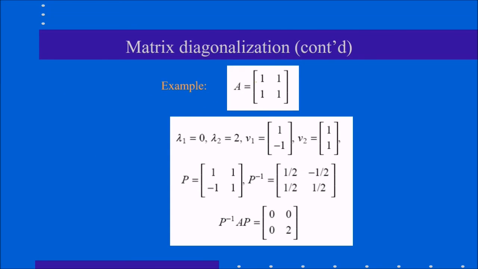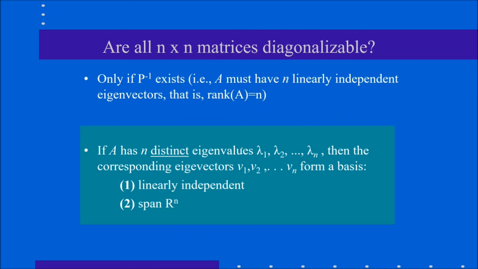So let us take an example. If A is [1, 1; 1, 1]. Take lambda 1 equal to 0, lambda 2 equal to 2. So V1 will be [1, -1], V2 will be [1, 1]. You know how to compute this. So P is [1, 1; -1, 1]. P inverse you can compute, and P inverse A P will be equal to [0, 0; 0, 2]. This is matrix diagonalization.